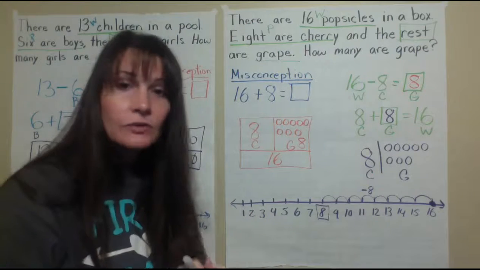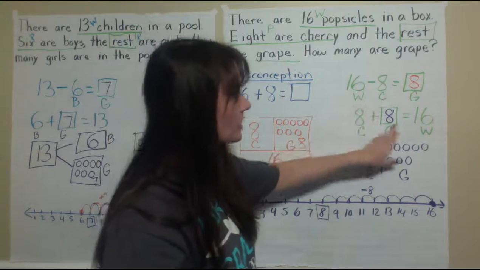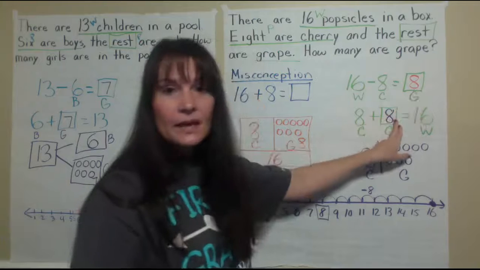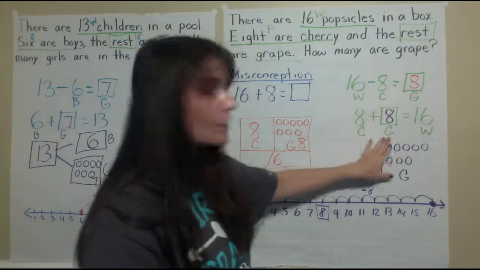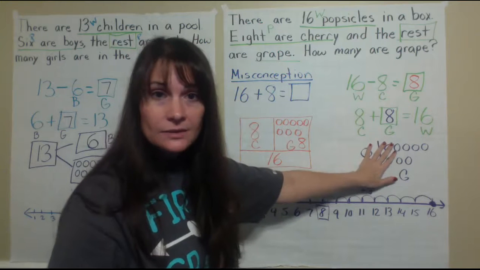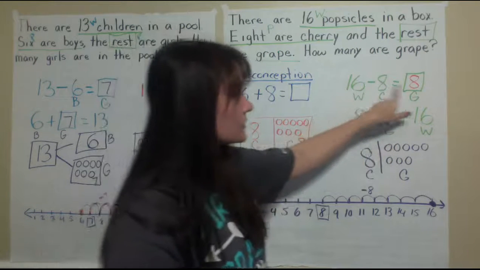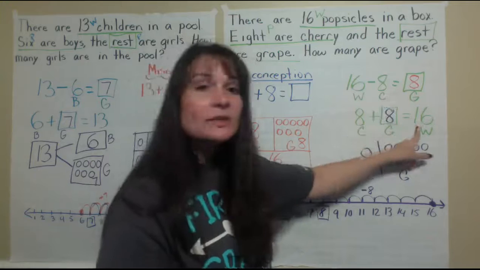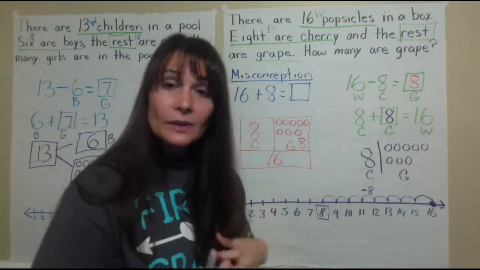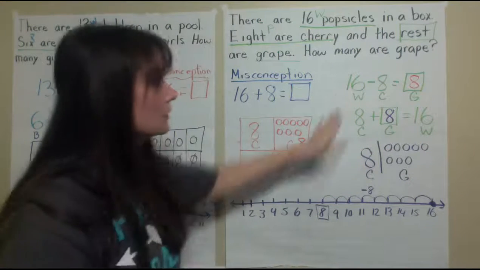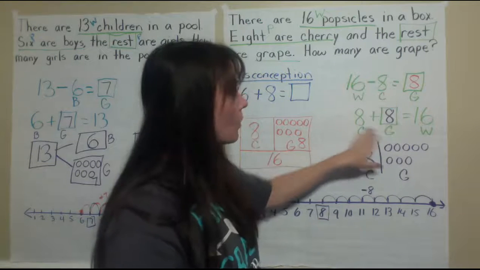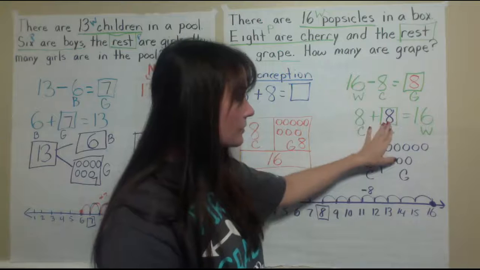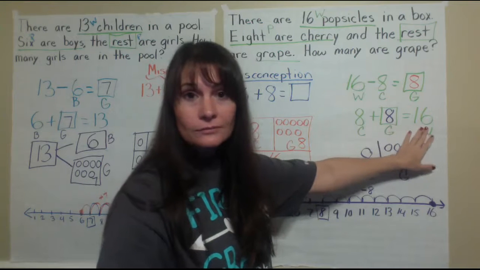Either way, if you use addition or subtraction, your answer will be the same. What changes is the order of where you put your missing box. Your numbers stay the same because they're a fact family and they are related to each other. You can subtract your whole and your part, or you can add your 2 parts together to get your whole.